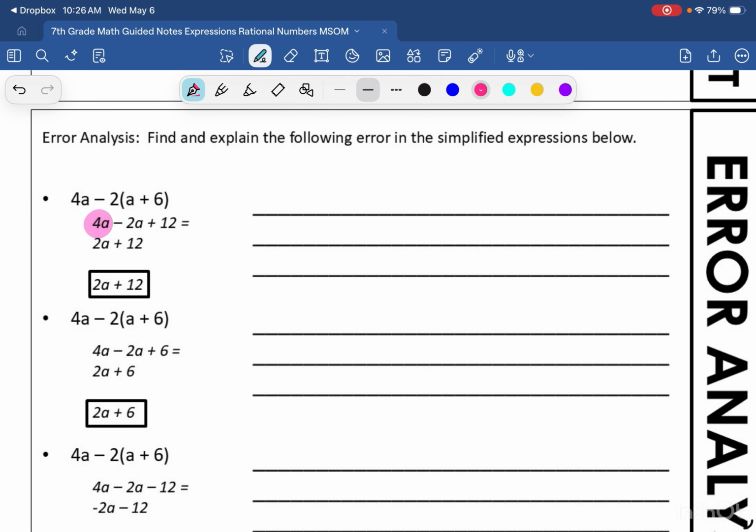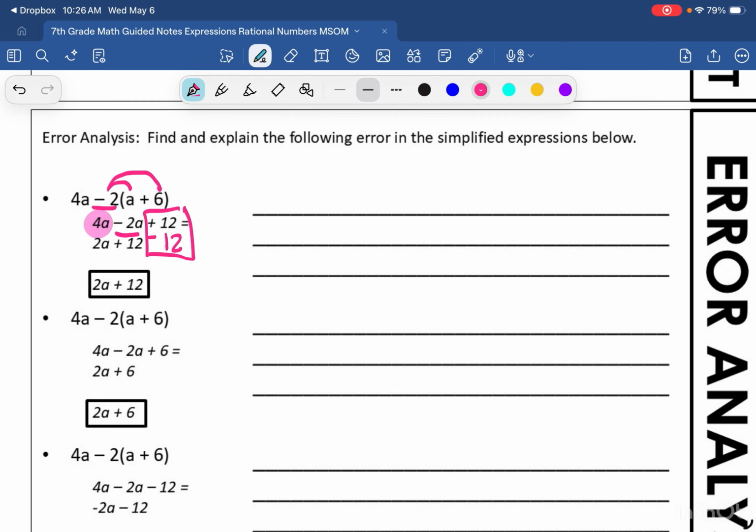So negative 2 times a, negative 2a, well that's right. And then it should be negative 2 times 6. That should be a negative 12. And they have a plus 12. So there's my error right there, is that they did not distribute that negative 2.